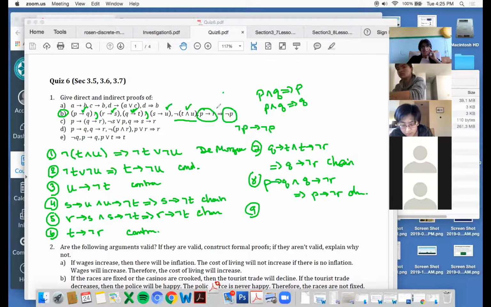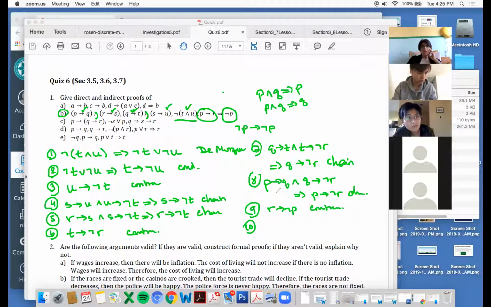Okay, so I'm going to do the contrapositive on this. So I'm going to have R then not P, the contrapositive. And then I'm going to connect these together. So I'm going to have P then R and R then not P gives me P, therefore not P. So that's the chain rule again.